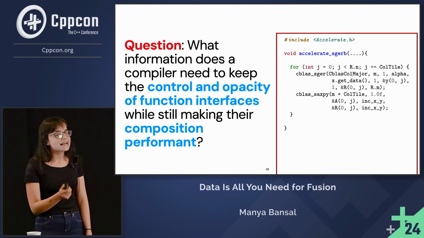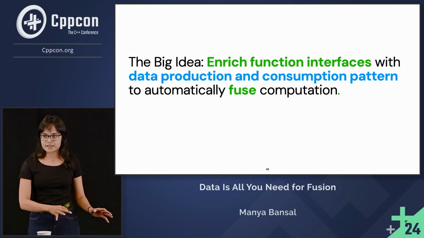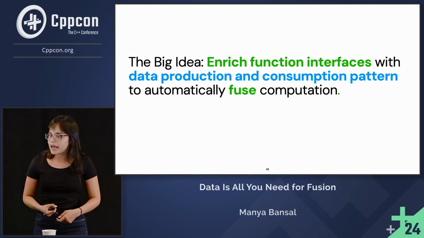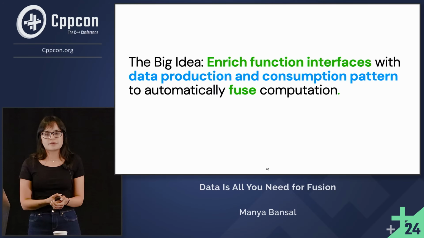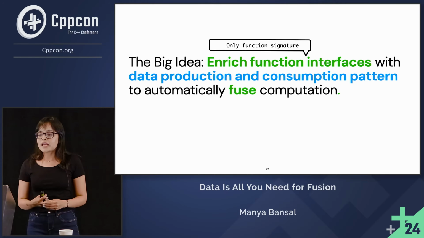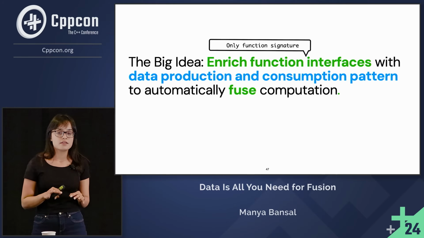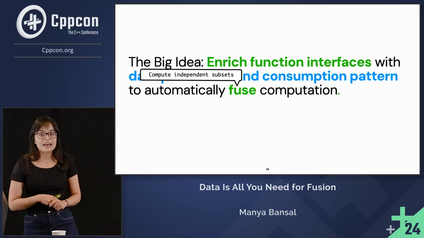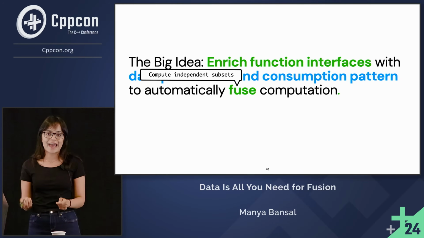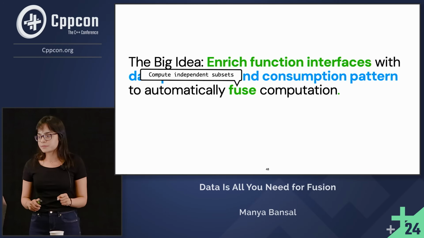Cool. So the big idea at the heart of my talk is that we're going to take these function interfaces and add data production and consumption patterns to them. And then, using those data production and consumption patterns, we're going to automatically fuse our computations. By enriching function interfaces, I mean we're only going to mess with the function's signatures, nothing more. And by fusion, I mean we're going to compute those independent subsets so that we can reliably take advantage of locality. So that's the big idea that I'm going to be spending the rest of my talk talking about.